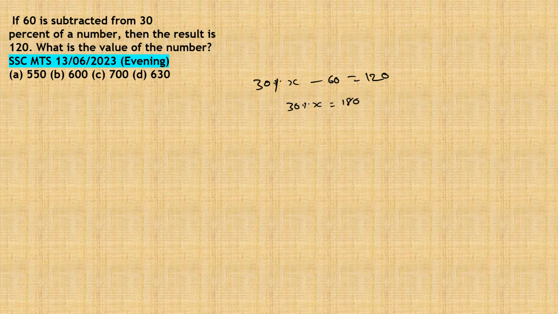What we need to find? What is the value of the number? 100% we need to find. 30% is 180, so 100% is equal to 180 by 30 into 100. That is 600 is the answer. Option B.